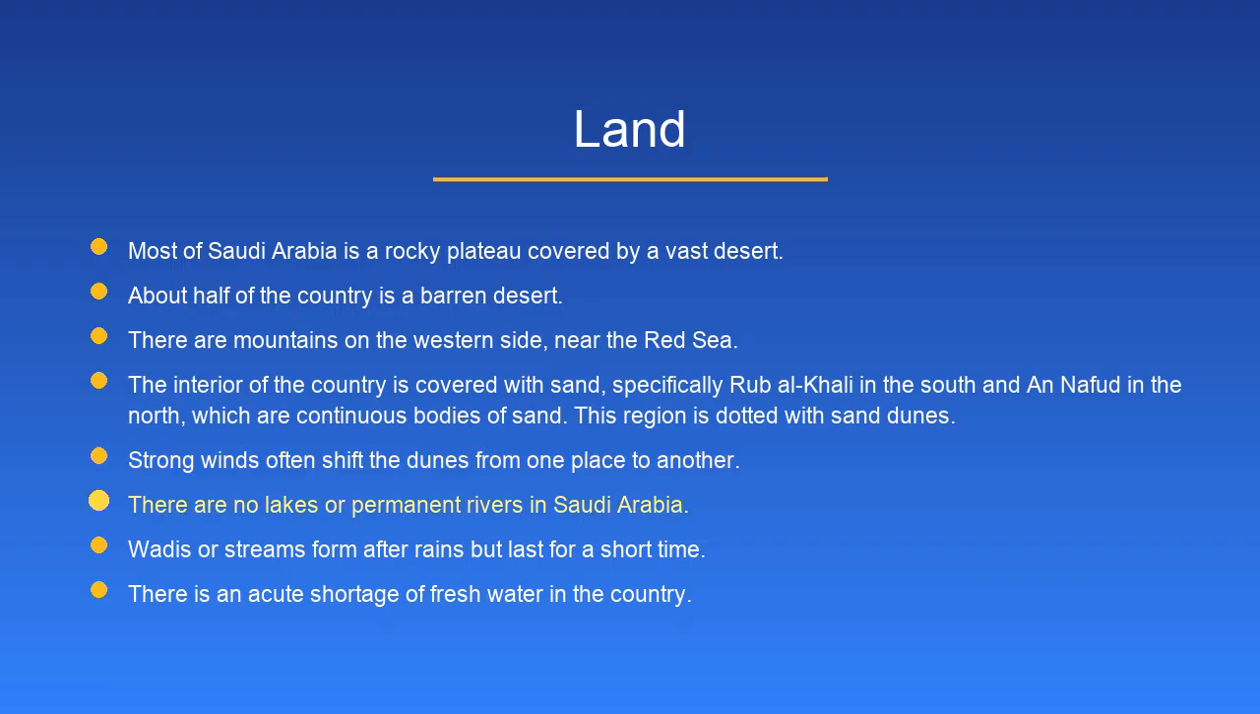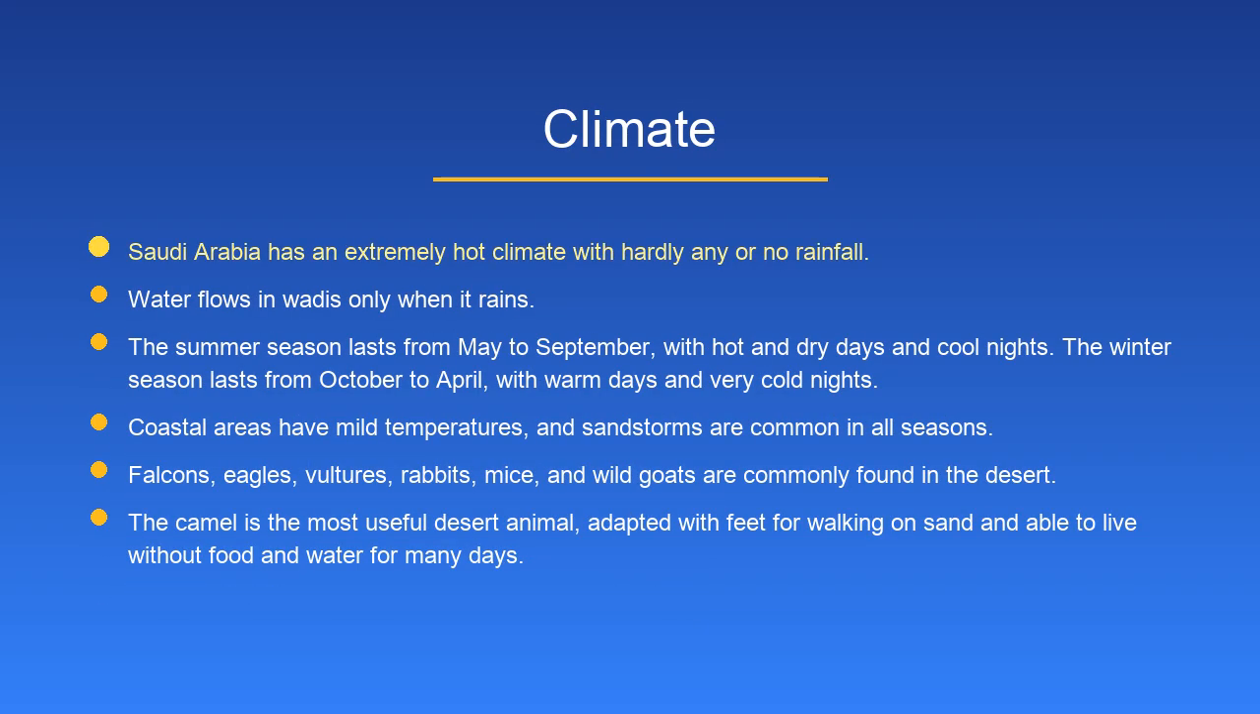There are no lakes or permanent rivers in Saudi Arabia. Wadis or streams form after rains but last for a short time. There is an acute shortage of fresh water in the country. Climate. Saudi Arabia has an extremely hot climate with hardly any or no rainfall. Water flows in wadis only when it rains.